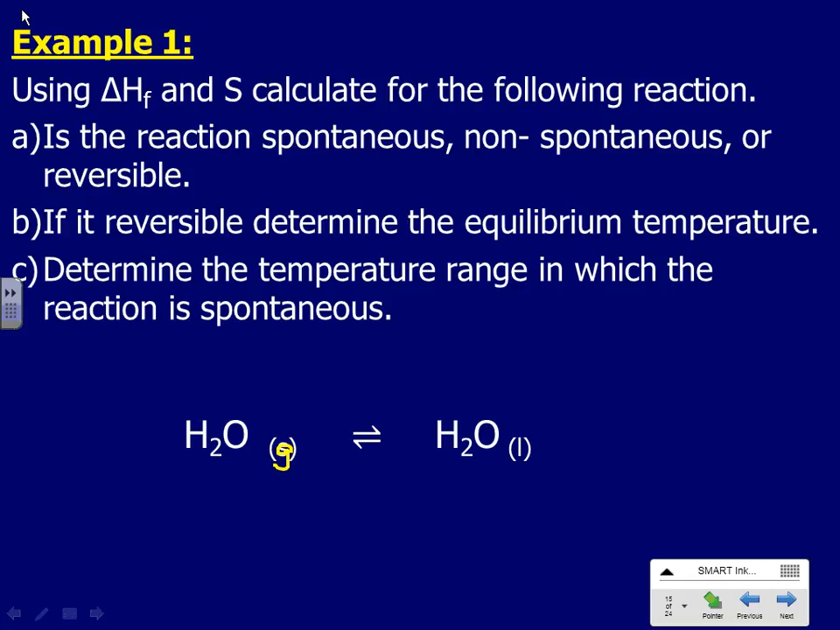All right? Now, when I say T is big and T is small, it's big and small compared to this number right here. Because at this point, they cancel each other out and we get a G of 0 at this temperature right here. So let's take a look at this reaction.